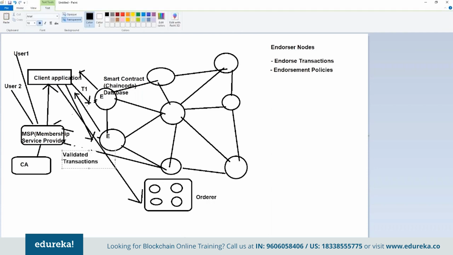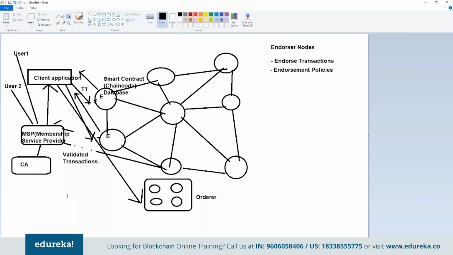These are all validated transactions. Just remember one thing, that in a Hyperledger network, the smart contract is only running on endorsers. A smart contract is not running on orderers. It is not running on these remaining nodes. These remaining nodes are called committer nodes. So a smart contract is only running on endorser nodes, and the rest of the nodes only have the blockchain database. They are not running the smart contract.